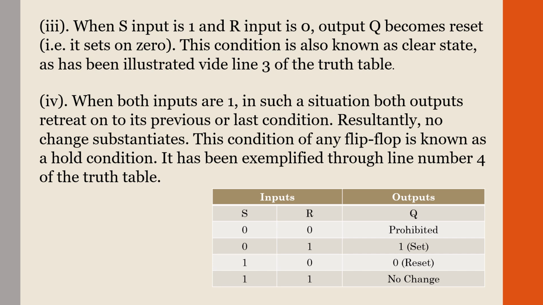When both inputs are 1, in such a situation both outputs retreat on to its previous or last condition. Resultantly, no change substantiates. This condition of any flip-flop is known as a hold condition. It has been exemplified through line number 4 of the truth table.